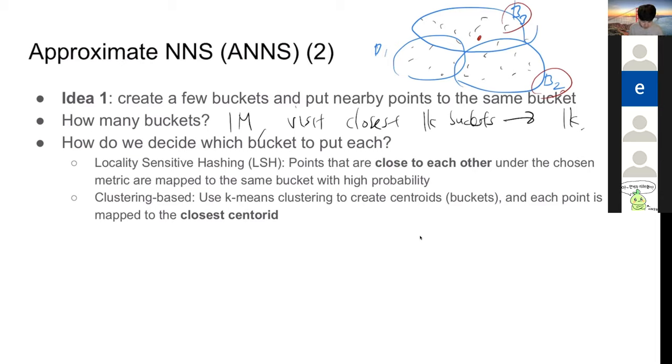And there are largely two methods. One is locality sensitive hashing, which is also called LSH. In this method, we just put points that are close to each other together under the chosen metric, and then we just continue doing that. Another method is clustering based, where we use k-means clustering to create centroids, and each point is mapped to the closest centroid.